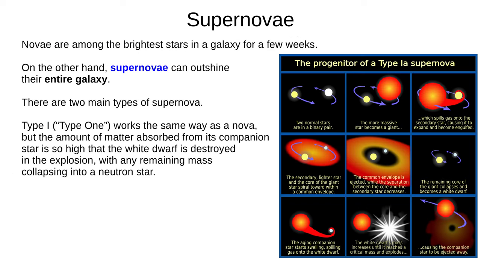Novae are among the brightest stars in a galaxy for a few weeks, but supernovae can outshine an entire galaxy. A type 1 supernova is like an ordinary nova, but the amount of matter absorbed from the white dwarf's companion is so high that the white dwarf is utterly destroyed in the explosion. If any mass does remain behind, it collapses into a neutron star.